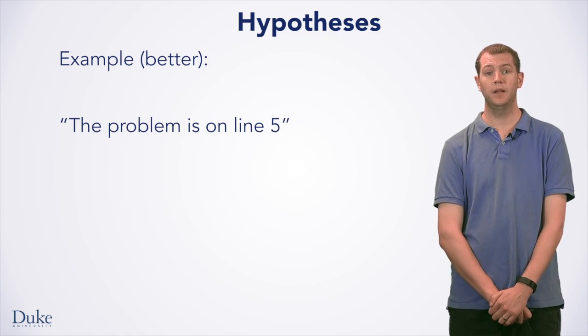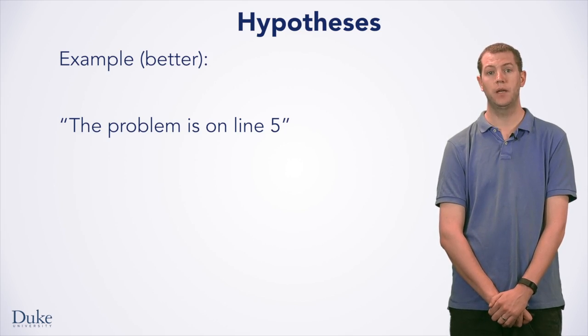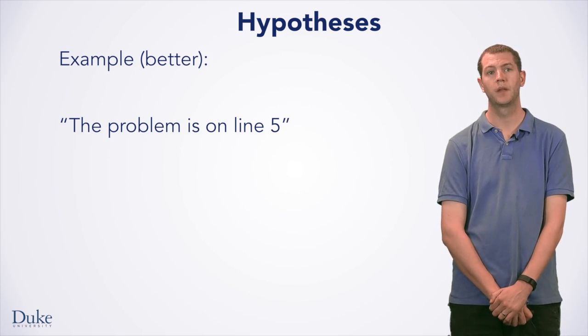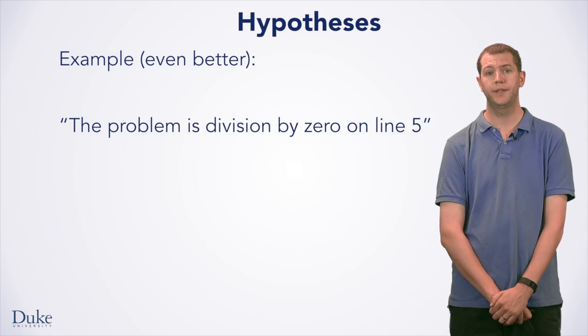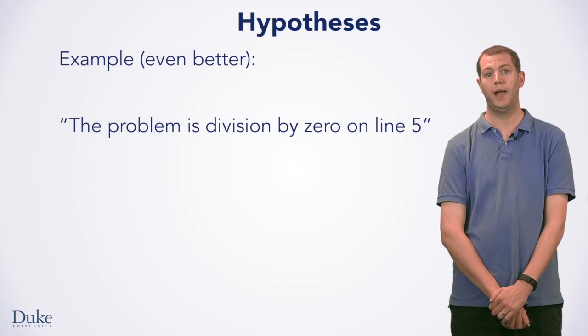This tells us a little bit about where something is wrong in our code. We might be able to act on it in some ways. We could go look at line 5 and see what we can figure out is wrong, but it doesn't really tell us what's wrong. An even better hypothesis would be that the problem is division by 0 on line 5 of our program. This tells us specifically what's wrong and where it's wrong. We could test this and see if we're dividing by 0, and we might be able to act on it.